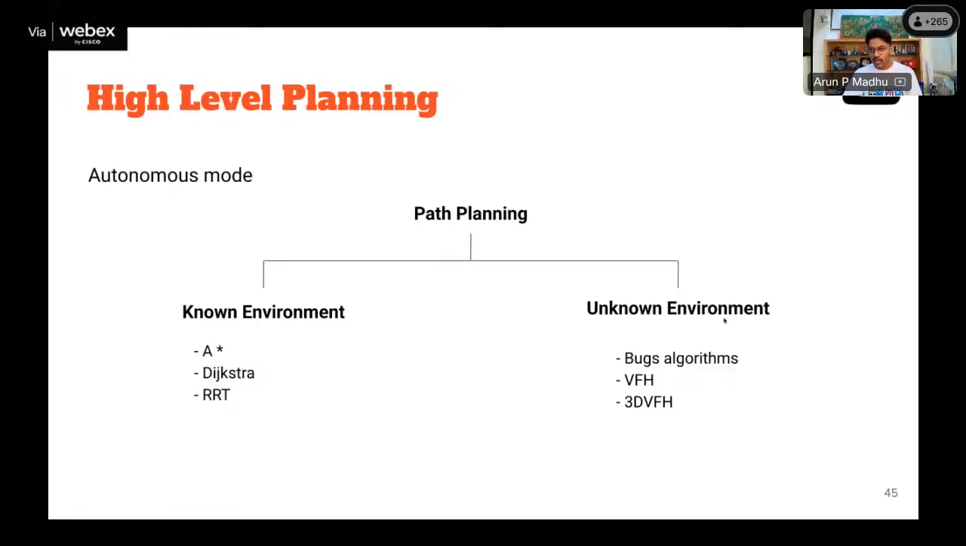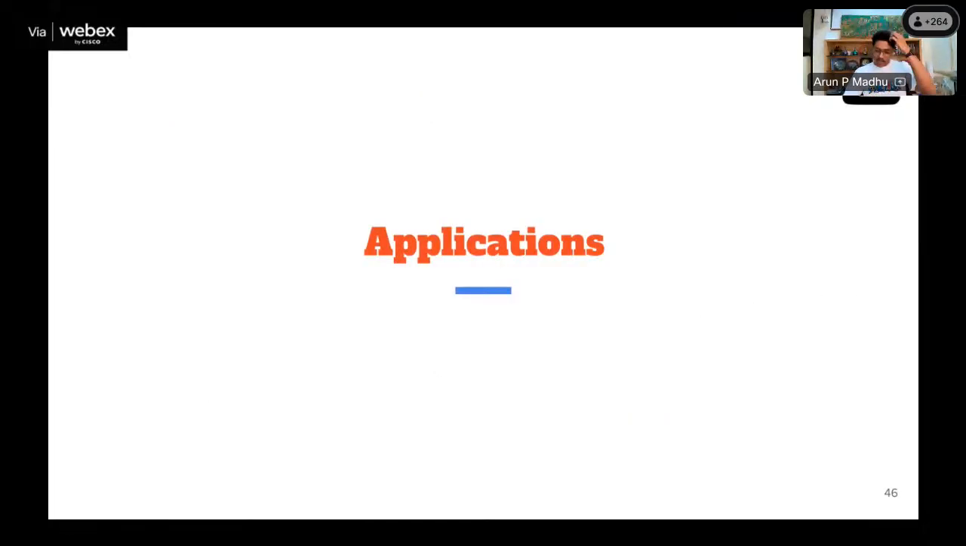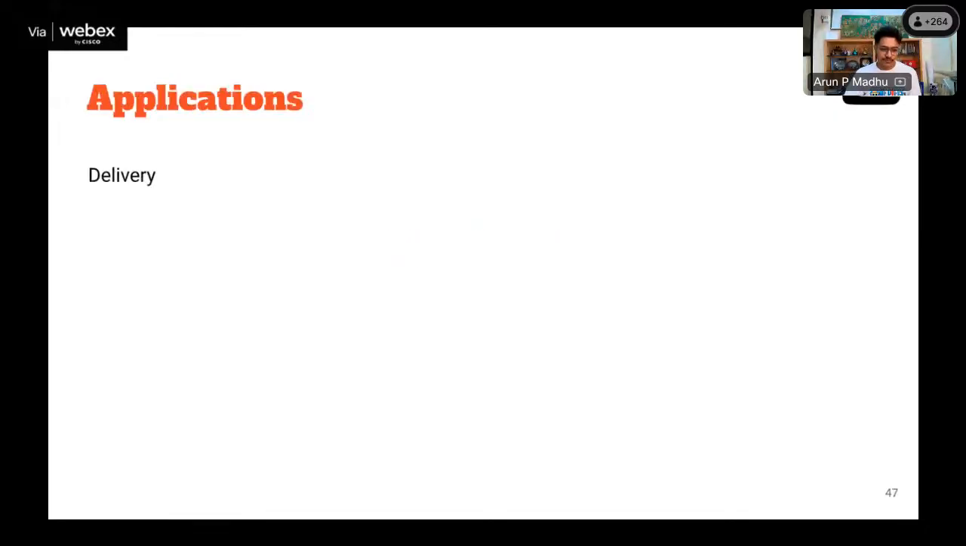If your drone is flying in an unknown environment, like you have no previous idea, or you don't have any map of the environment, you can use algorithms like Bug algorithm, VFH, or 3D VFH. I won't go into detail on this. You can search on your own and understand, but this is the basic overview of different planning algorithms you can use on drones. Then we come to the last part, where we will see what are the different applications of drones.